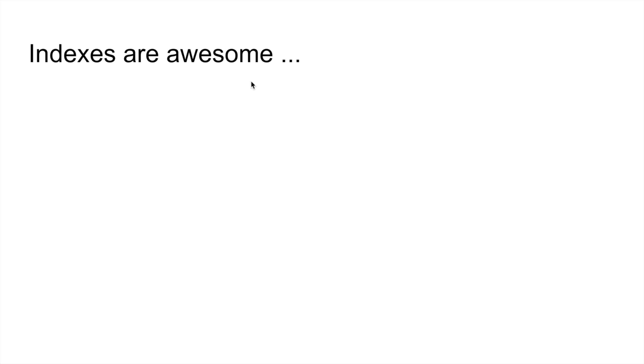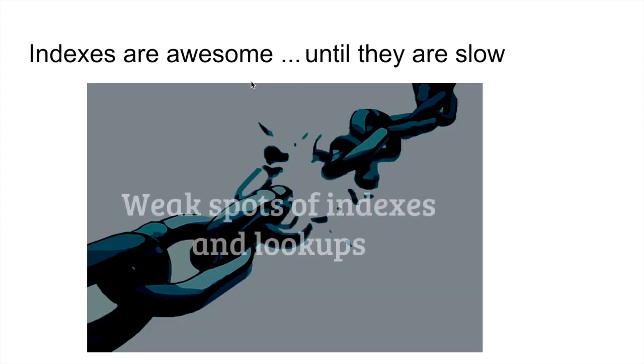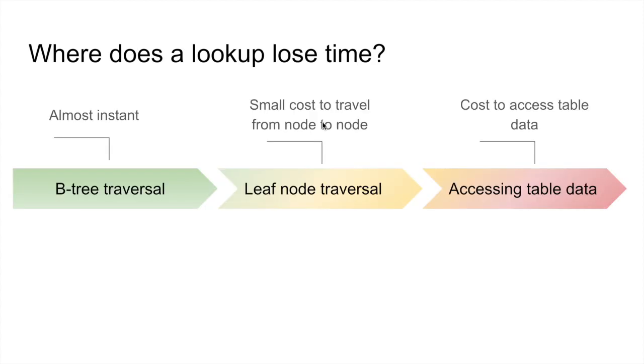Aren't indexes awesome? Yes, they are, right until they become slow. So let's have a deeper look into the weak spots of indexes and lookups. Where does a lookup lose time? Here we are again looking at the 3 steps of a lookup. The first step is the fastest one. So traversing the index tree almost goes instantly. Thank you very much, balanced search trees, because that is your superpower.